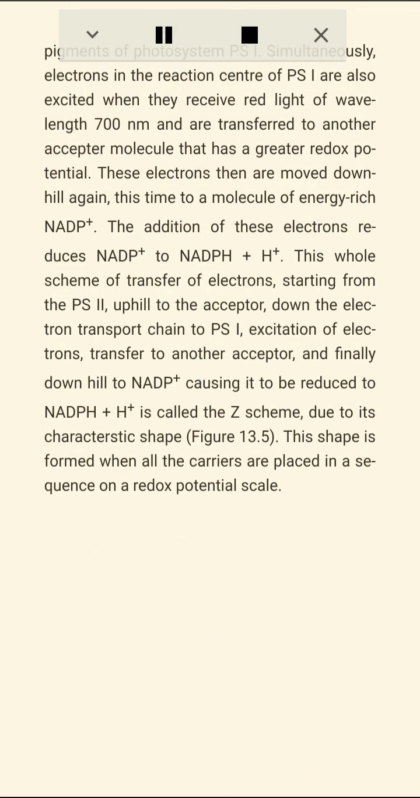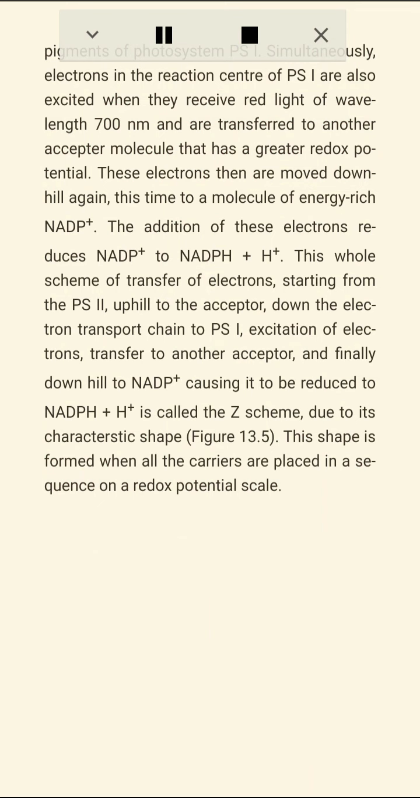This whole scheme of transfer of electrons, starting from the PSII, uphill to the acceptor, down the electron transport chain to PSI, excitation of electrons, transfer to another acceptor, and finally downhill to NADP+, causing it to be reduced to NADPH plus H+, is called the Z scheme, due to its characteristic shape, figure 13.5. This shape is formed when all the carriers are placed in a sequence on a redox potential scale. Figure 13.5 Z scheme of light reaction. 13.6.1 Splitting of water.